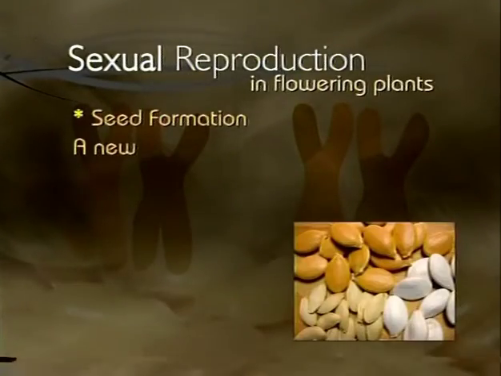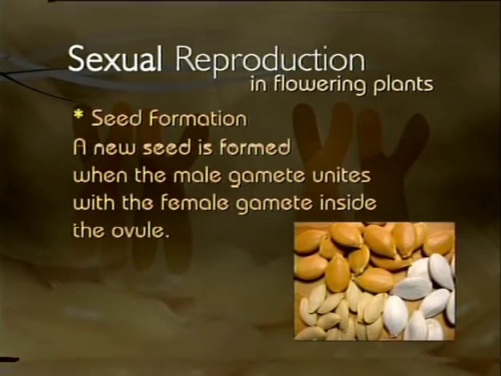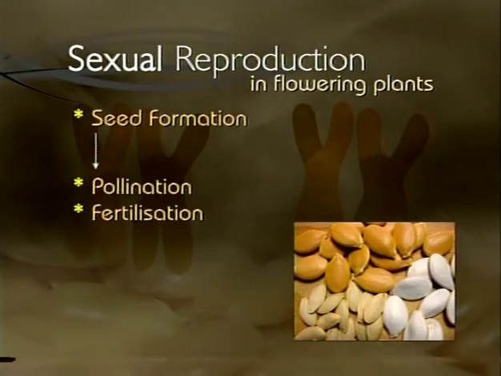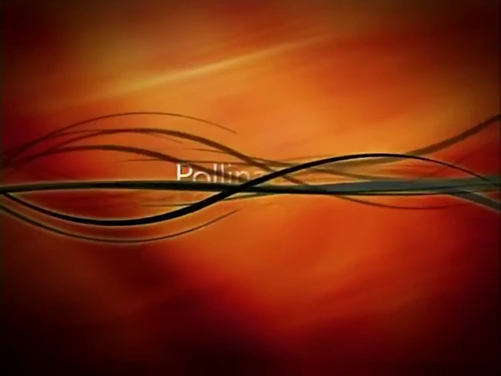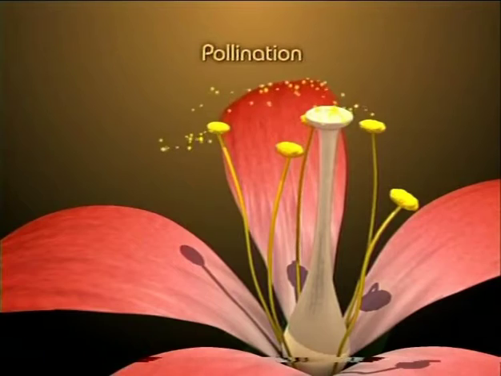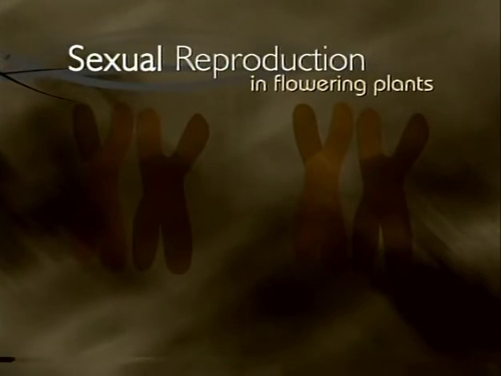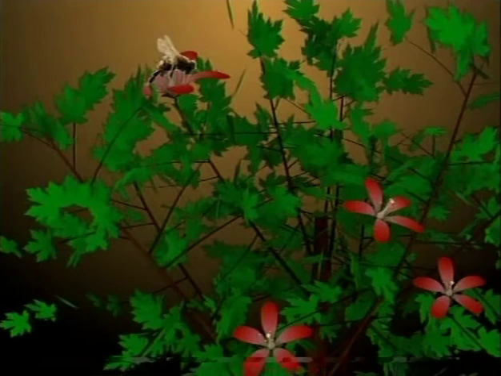But how are seeds formed? A seed is formed when a male gamete fuses with that of a female gamete inside the ovule. But this takes place in two steps: pollination and fertilization. So let us begin our study of pollination. The transfer of pollen grains from the anther of a flower to the stigma of a flower is called as pollination. Pollination is of two types: self-pollination and cross-pollination.